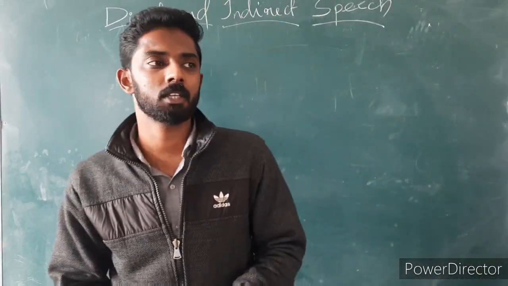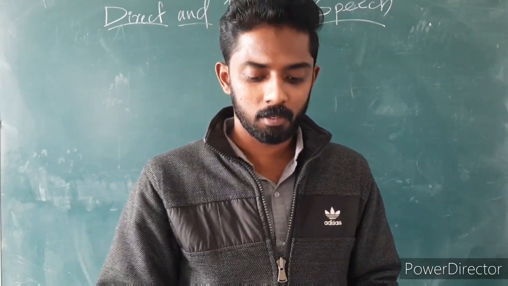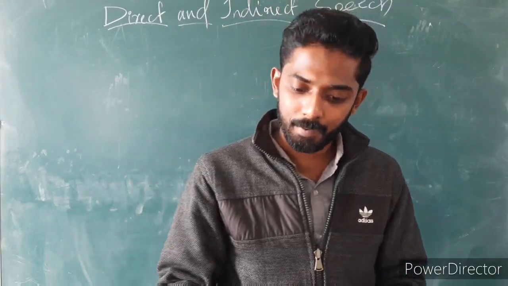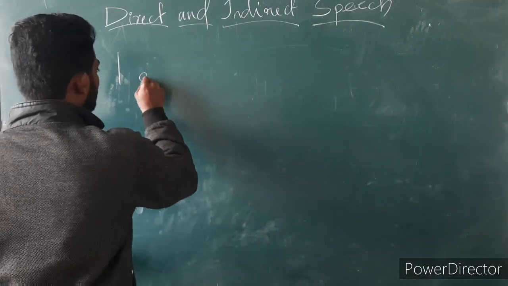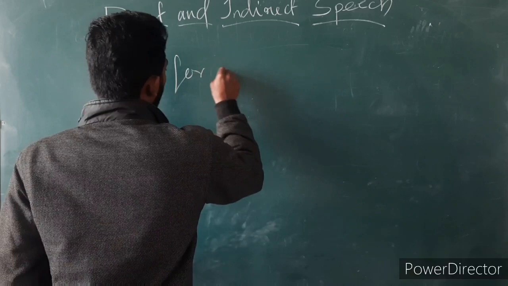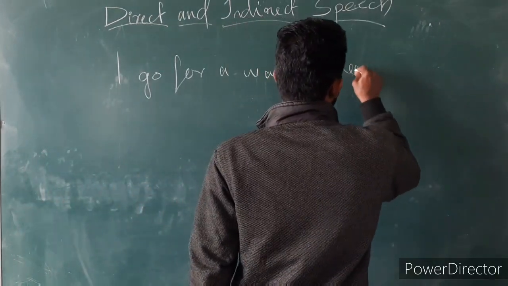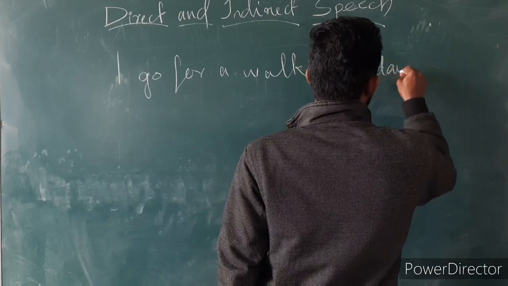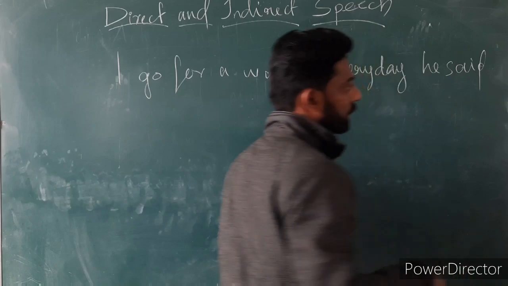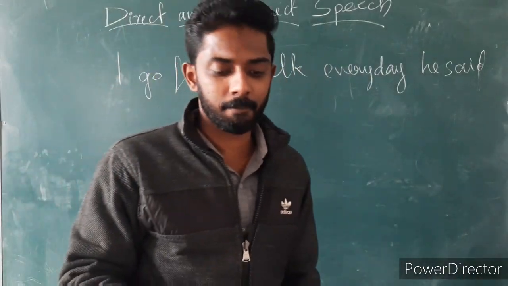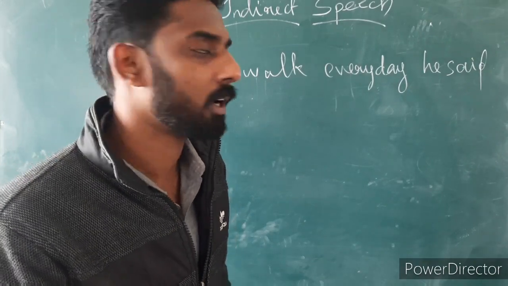So when we convert direct to indirect speech, there are some changes that happen. Mainly, there will be a change of tense. For example, simple present becomes past. For example, "I go for a walk every day," he said. So we can convert it into another form: He said that he went for a walk every day.